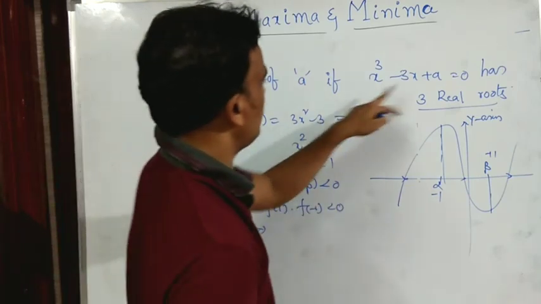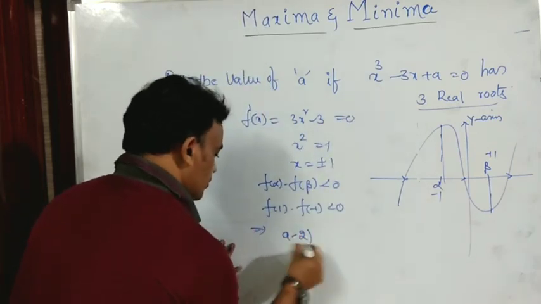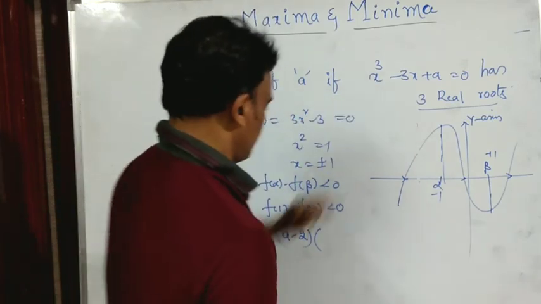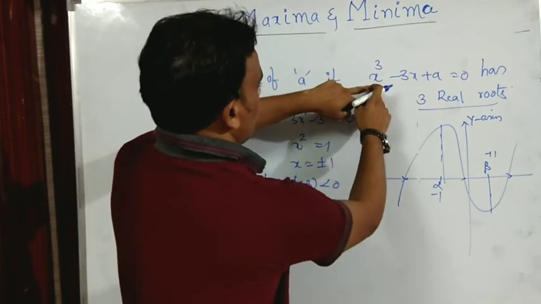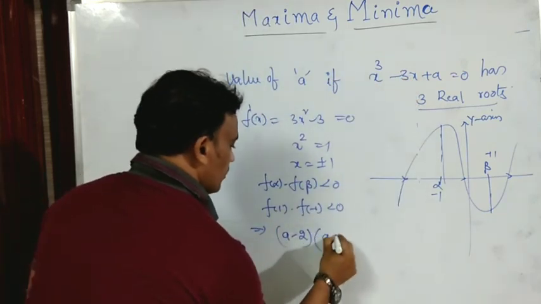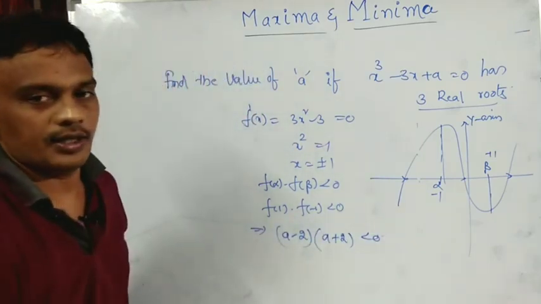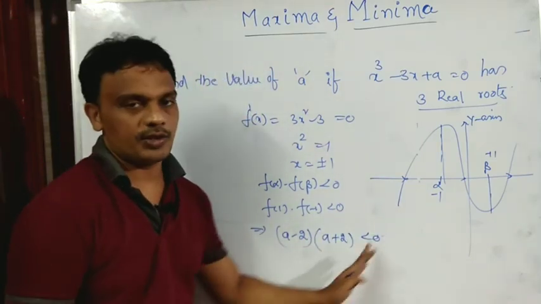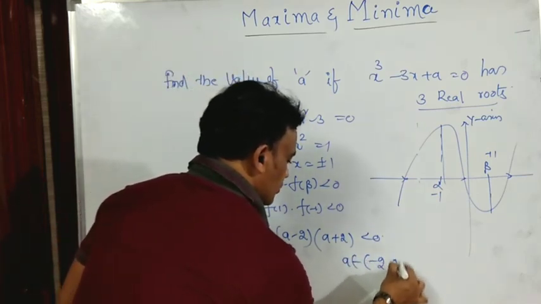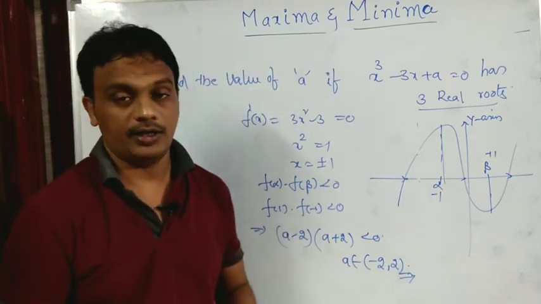What is f of 1? 1 minus 3 minus 2 plus a, which is a minus 2, into f of minus 1, which is minus 1 plus 3 minus 2 plus a, that is a plus 2, is less than 0. So a minus 2 into a plus 2 is less than 0. That means the value of a lies between minus 2 and plus 2. So that will be the solution.